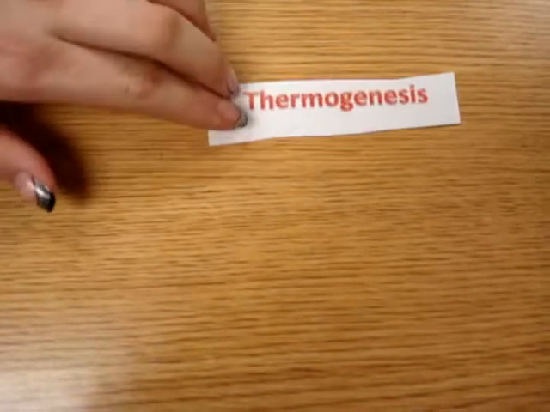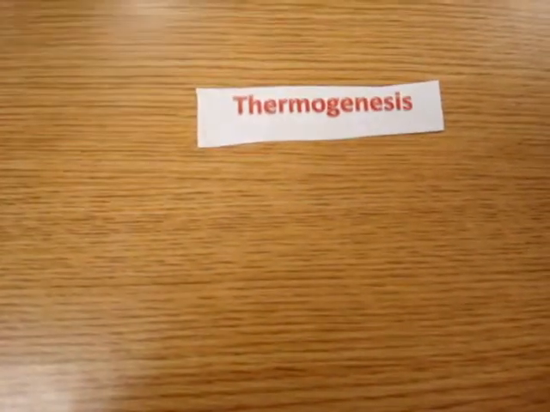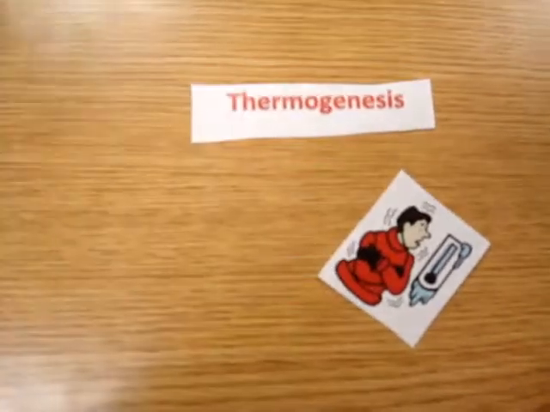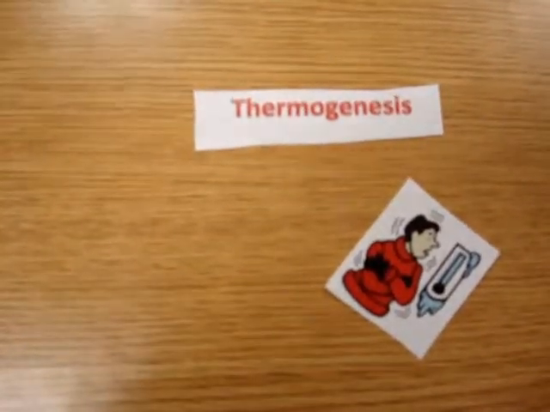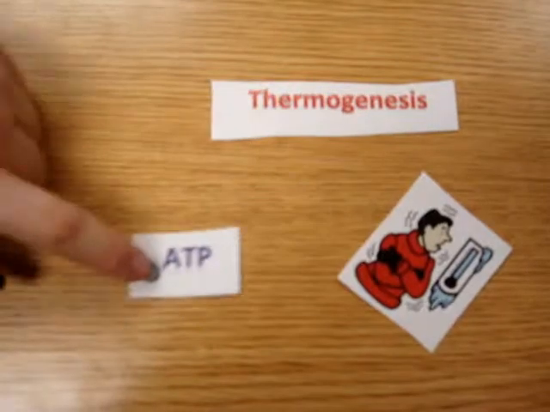Sometimes it's very important to rely on production of more heat, or thermogenesis. Some organisms do this by shivering, like humans. Other organisms create their heat by producing heat in the mitochondria of the cell rather than ATP.